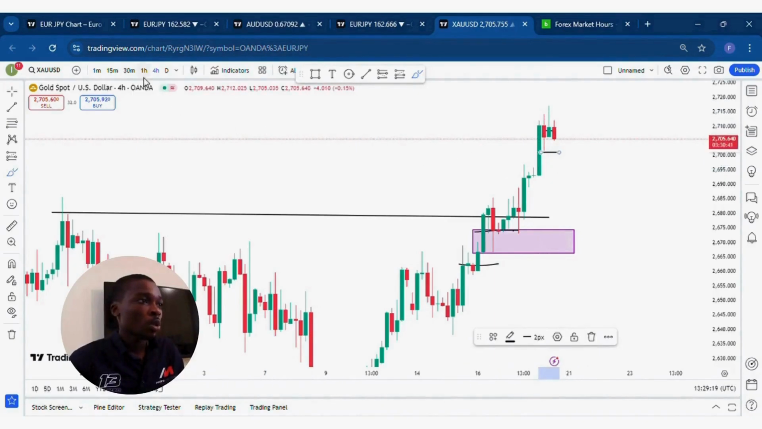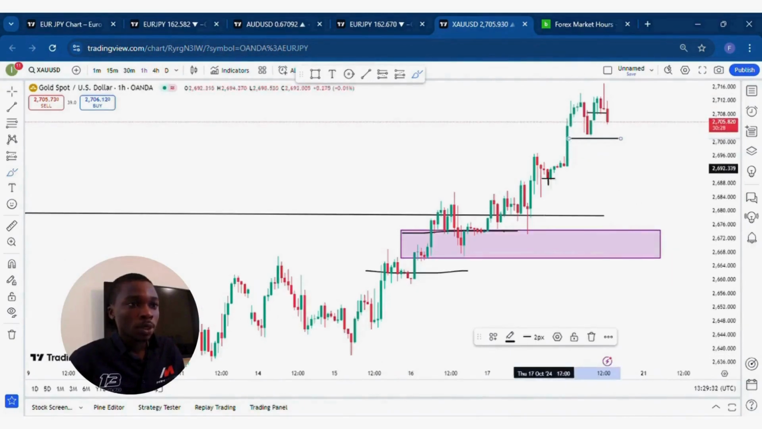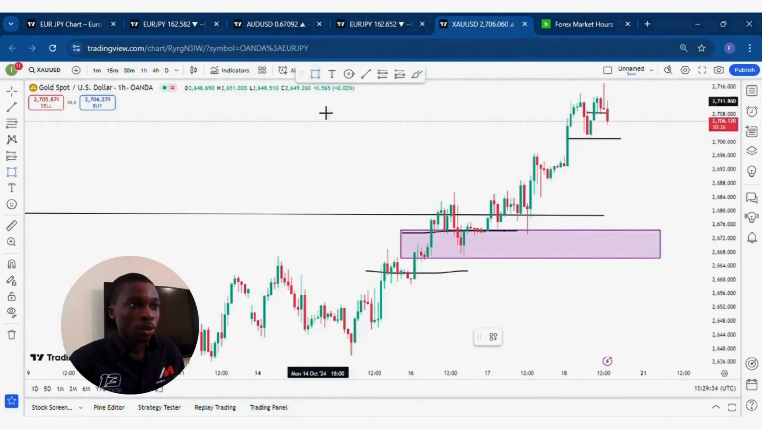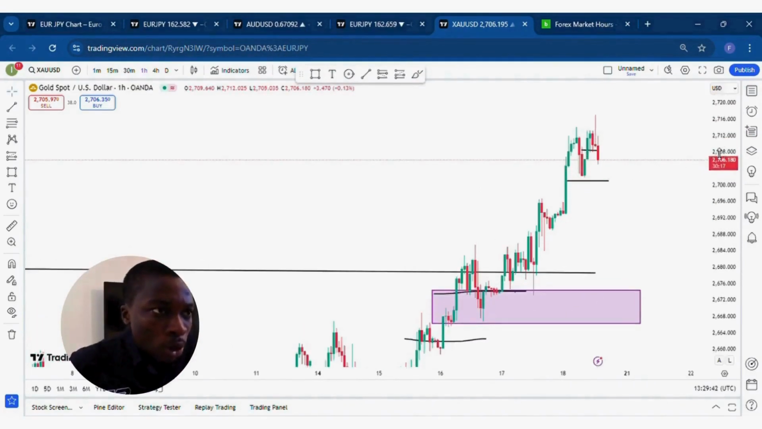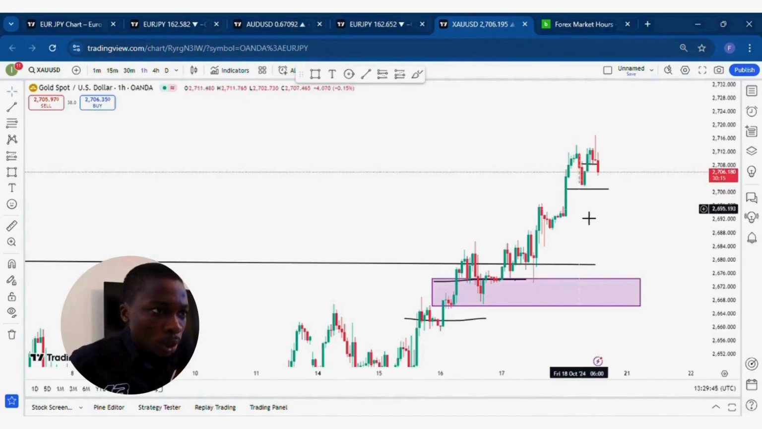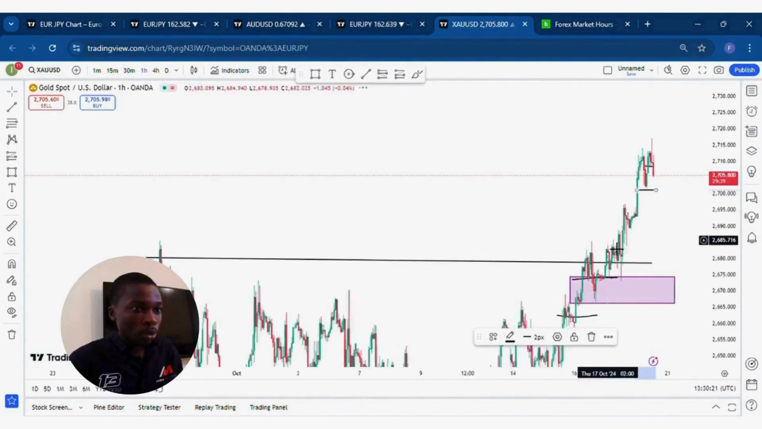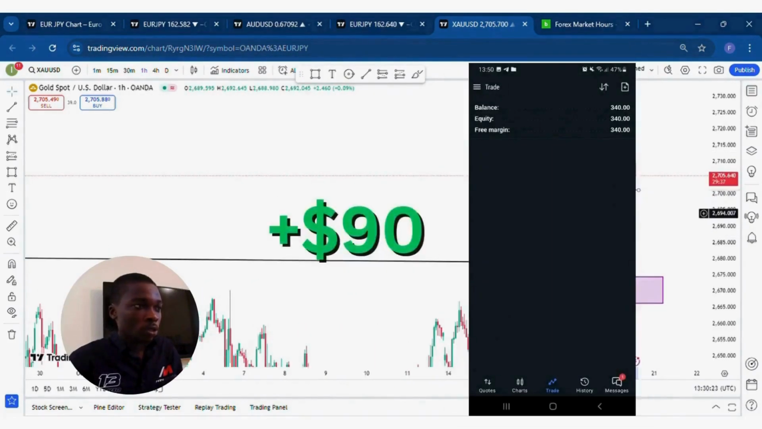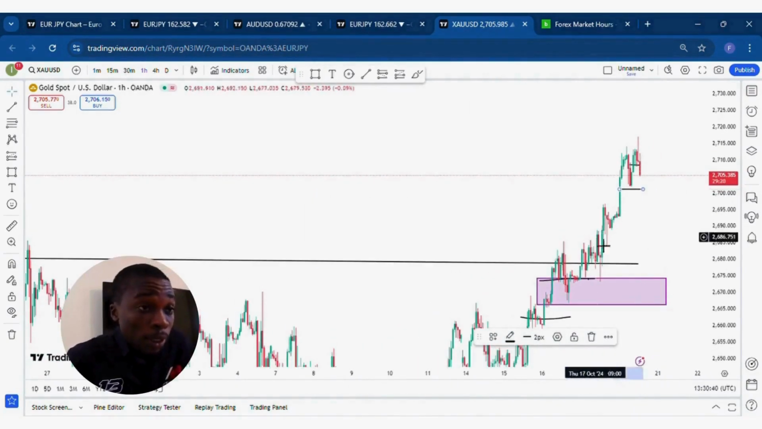So we scale down to the 1 hour time frame. As we scale down to the 1 hour time frame, you can see that the market was also forming, it's currently still forming the weakness. As it formed this first weakness, this first candlestick, I started noticing the weakness, so I then went out at this point. I went out of the trade right at this zone, then went out with a $90 profit. The trade went exactly as I thought, exactly as I analyzed.